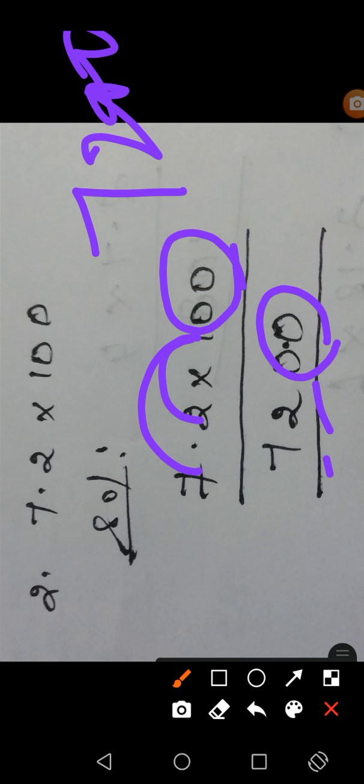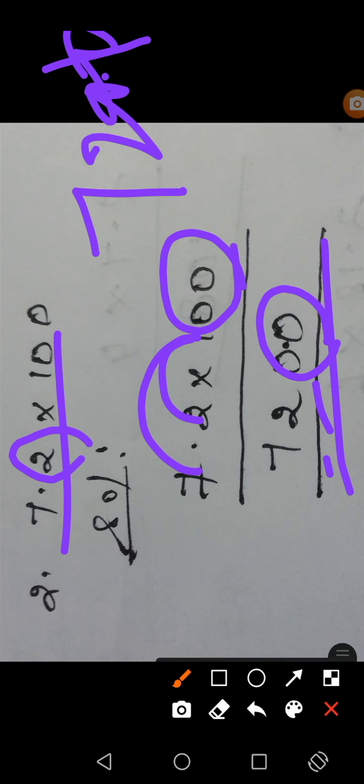So we got 7200. Now for the given question, point after how many numbers? Point after only one number. So from the last number, before it you keep the point, we get 720. So that is the solution. Do you understand?